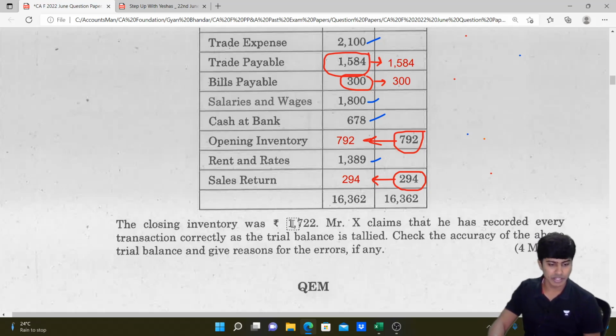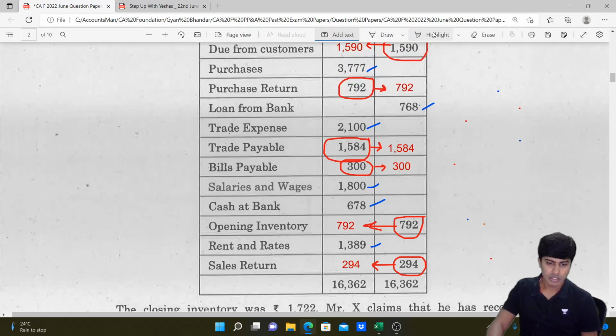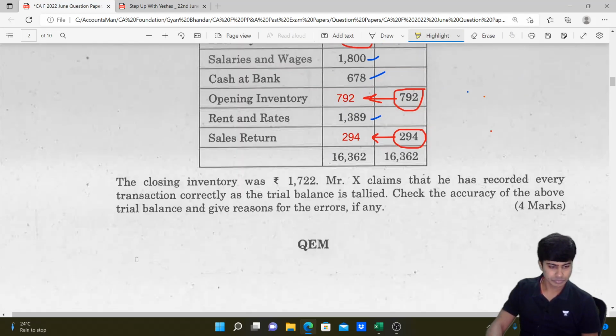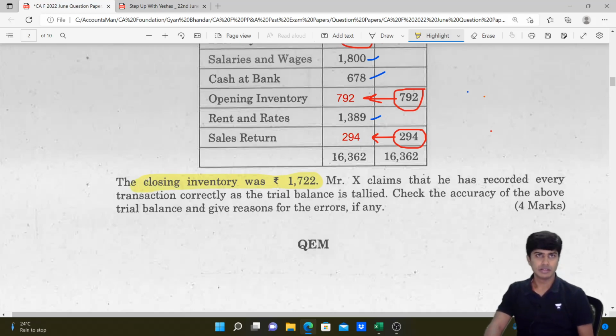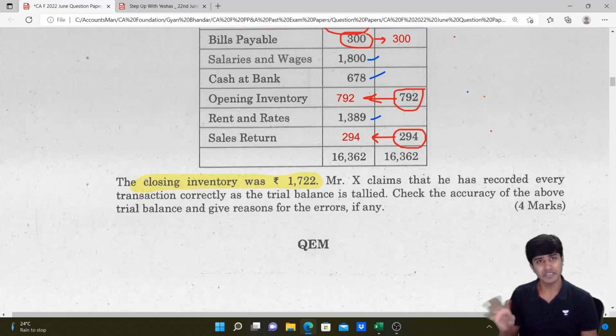Then they've given closing inventory was 1722. Closing inventory, what do we do? Closing inventory should not appear in trial balance. It should appear outside the trial balance. It's an adjustment item. Sir, can closing stock never appear in trial balance?